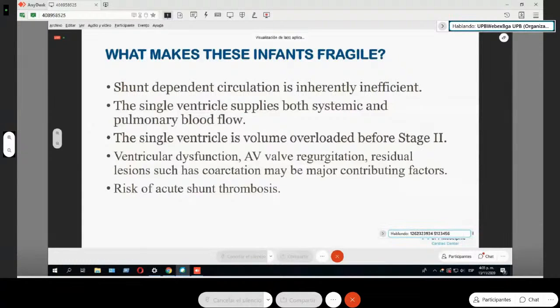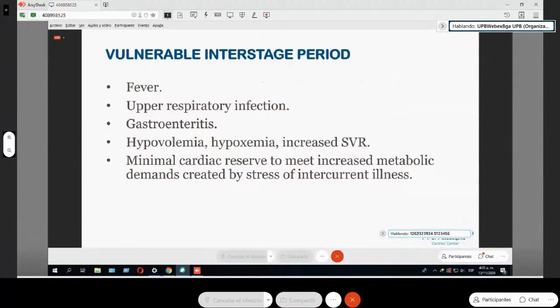Hay factores contribuyentes que son la disfunción ventricular, la presencia de regurgitación de la válvula atrioventricular, lesiones residuales como la coartación, y también siempre se presenta el riesgo de trombos en la derivación, en el shunt, y puede llevar a oclusión del shunt pulmonar. Algo que nos interesa en esto son las enfermedades que pueden causar vulnerabilidades, que pueden llevar a fiebre, a complicaciones por hipovolemia, hipoxemia, y todas estas enfermedades interconectadas pueden causar fluctuaciones en el sistema vascular.